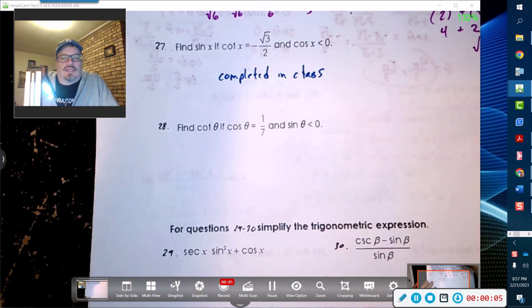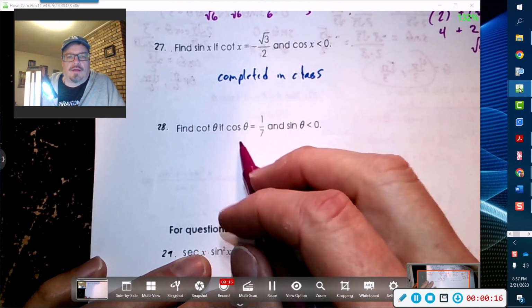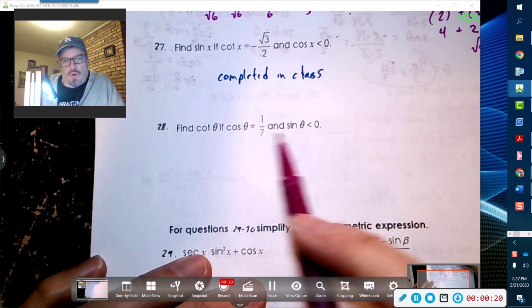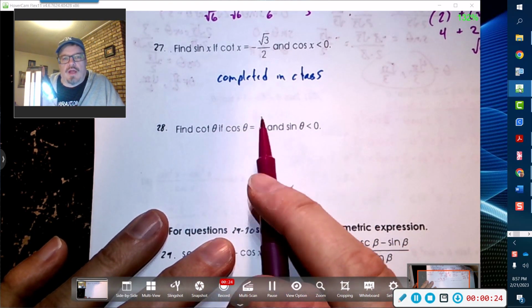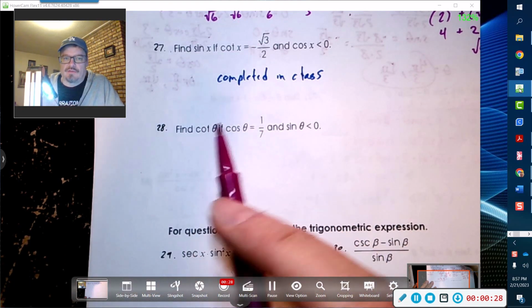Find cotangent theta if cosine theta is 1/7 and sine is negative. All right, so let's go ahead and set this guy up. This looks like just extra information to figure out what quadrant we're in. That's usually how it works. And then this guy will kind of inform us how this is going to play out, like what exactly his value is going to be.